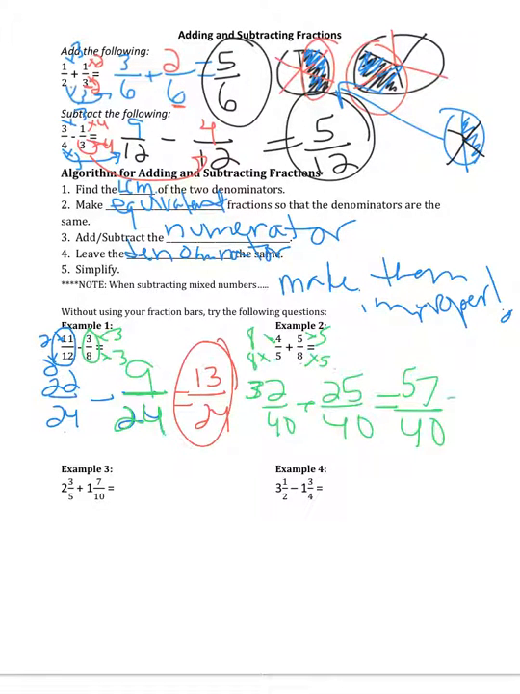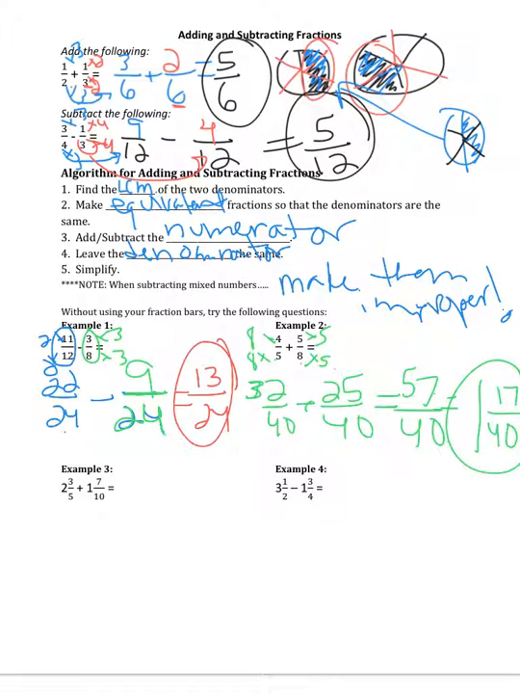Now that looks really strange. The top is larger than the bottom. That's called an improper fraction. 40 goes into 57 one time, so that means 1 whole pie, and then there would be 17 left over, so 17 40ths. And that's my final answer.